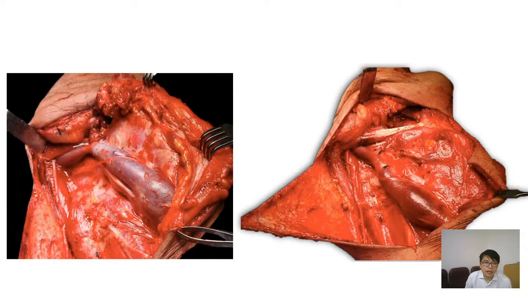So this is after clearance of modified radical neck dissection, after clearance of level 1, 2, 3, 4 and level 5, and we have preserved the IJV, and we have also preserved the spinal accessory nerve, and this is the digastric.